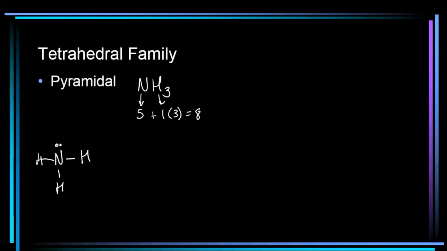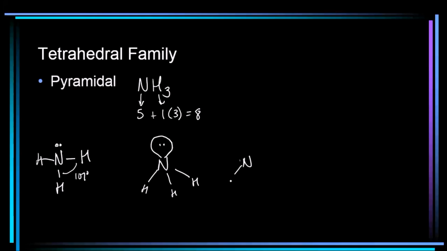Shared pairs? 3. Unshared pairs? 1. Angle between these guys? 107. Why? Let me show you three-dimensionally. Blob with 2 eyes. It's still a tetrahedron. Let me show it to you.